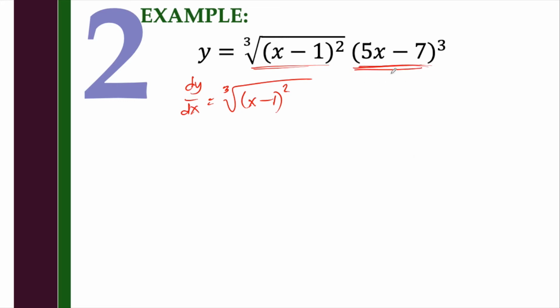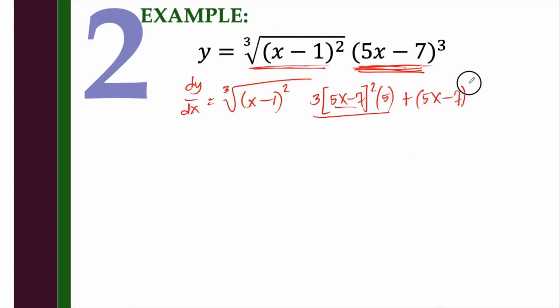The derivative of this one is, using the chain rule, we have 3(5x - 7) squared. Then don't forget to get the derivative of the one inside. We have 5. So this one is the derivative of this one. Then plus the second times derivative of the first. So we have (5x - 7) cubed times derivative of this.